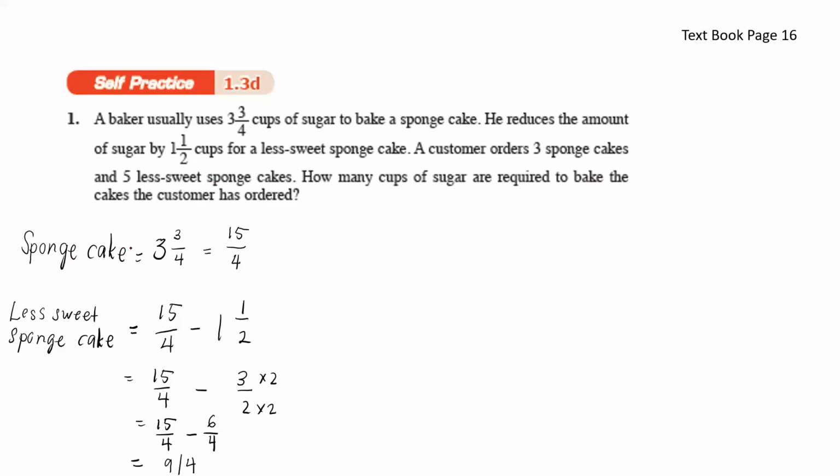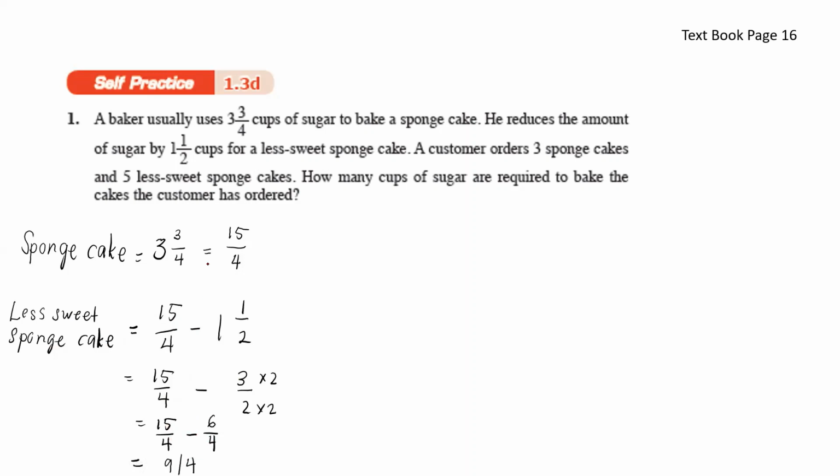So for a sponge cake, 3 over 4 cups of sugar is used, which is 15 over 4 in improper fractions. And for a less sweet sponge cake, it is reduced by 1 over 2. So that gives us 15 over 4 minus 1 over 2. And by making the denominators the same, we get 15 over 4 minus 6 over 4, which gives us 9 over 4.